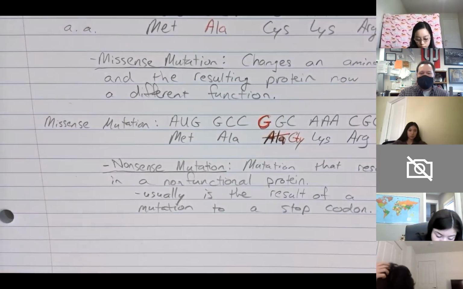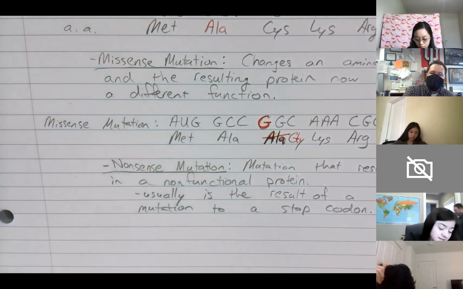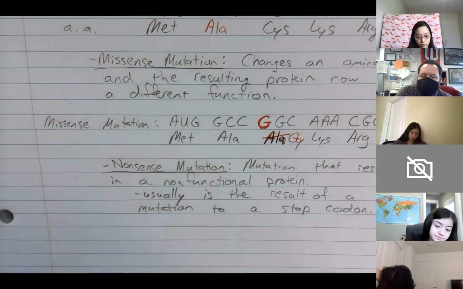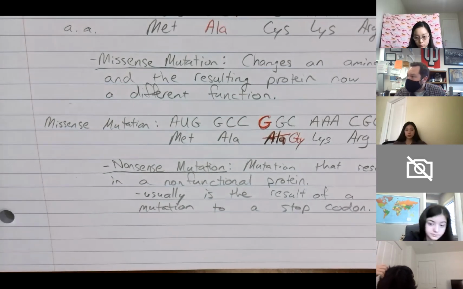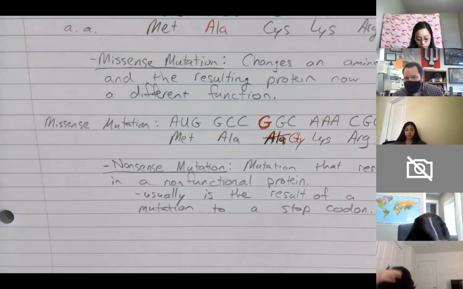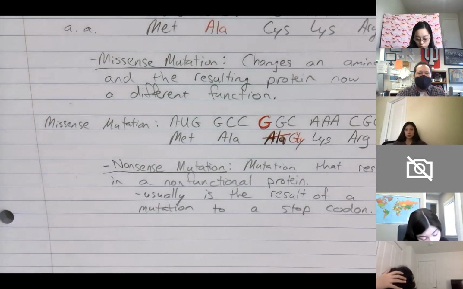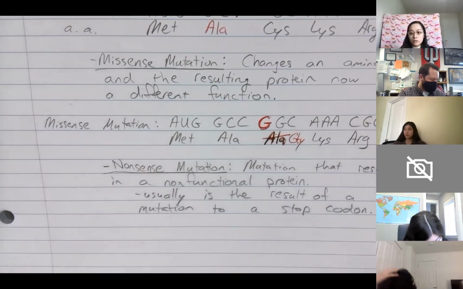Usually nonsense mutations are a mutation to the stop codon. Maybe they add a stop codon before there should be one. Or maybe it's a mutation to where the stop codon is, and now you don't stop. You just keep reading. Either way, you're going to end up with a protein that's either really, really short, like way too short, or a protein that's way, way too long because you either stopped early or didn't stop when you're supposed to. Either way, it's a bad, bad thing. You're going to end up with a protein that is non-functional.